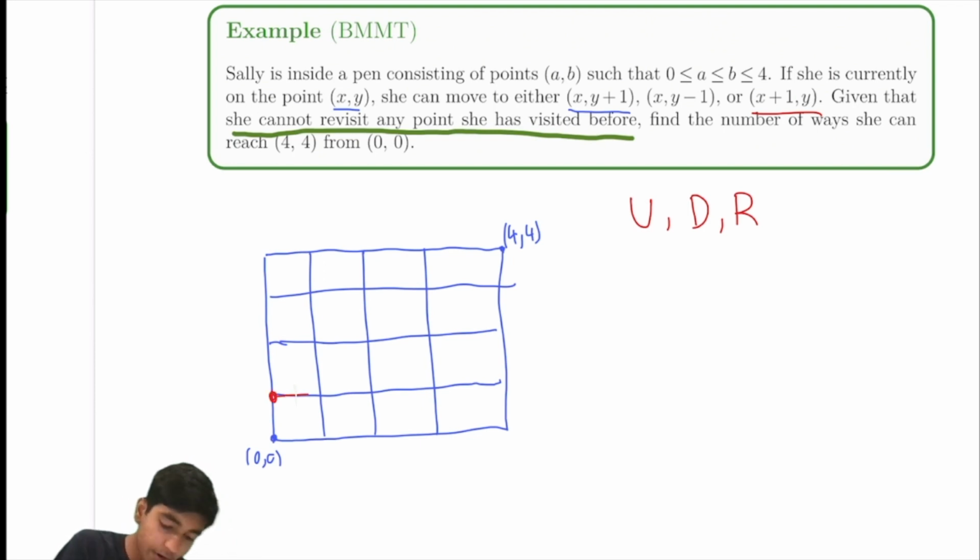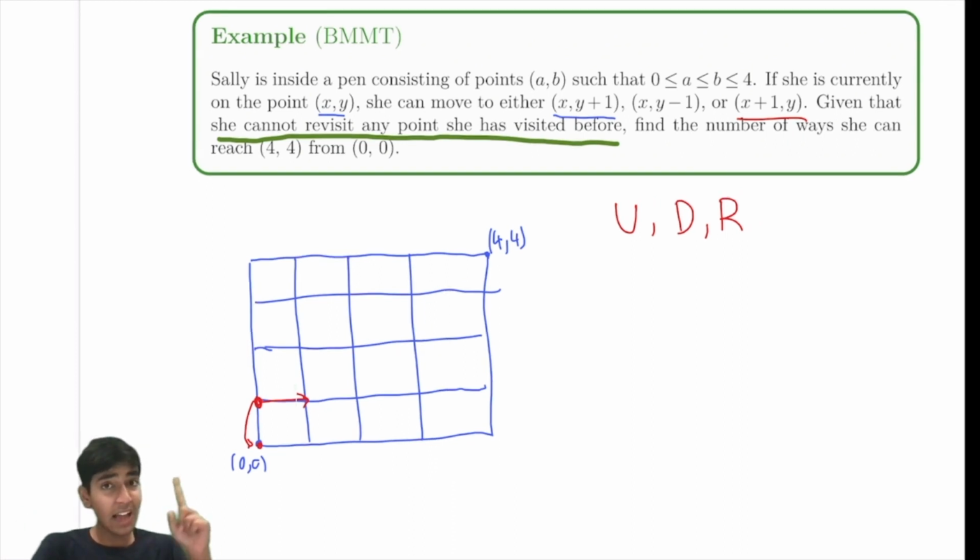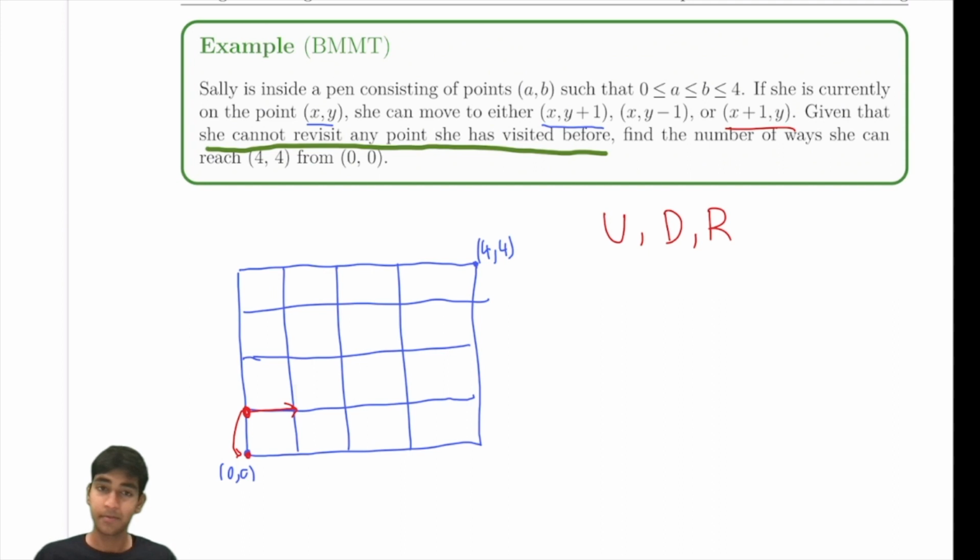We can move right, of course. That's one possibility. Can we move back down? The answer is no. We can't move back down. Why? Because we've already visited 0, 0, right? That's where Sally starts. So if we move back down, that would be violating the condition. That's not allowed, so we're going to have to look at some other possibilities.